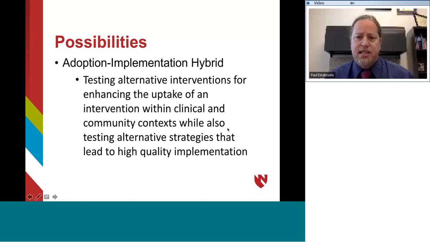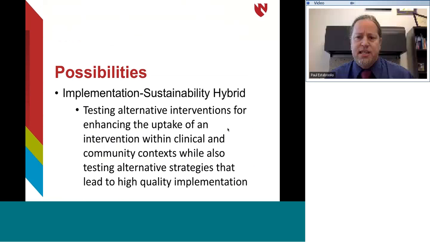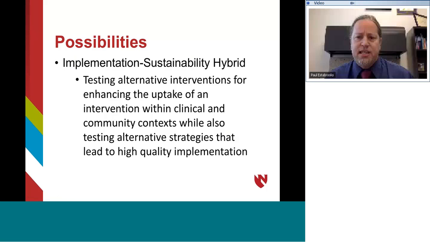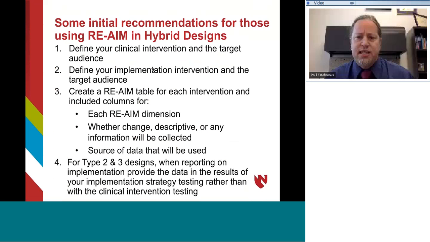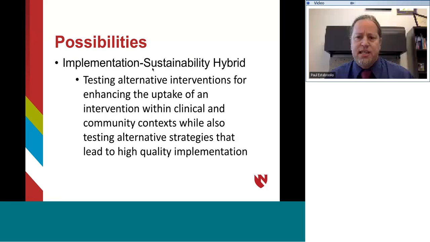You could also have adoption implementation hybrid designs where there is a focus on interventions that improve organizational decisions to initiate implementation, and then you have a whole different implementation strategy that focuses on fidelity to that implementation over time. Then you could have implementation sustainability hybrids where you look at strategies to help initial fidelity and then subsequent interventions to ensure a sustainable fidelity over time, or adaptation, or a sustainable fidelity to principles over time. I don't know that that's the exhaustive list of possibilities, but it gets confusing.